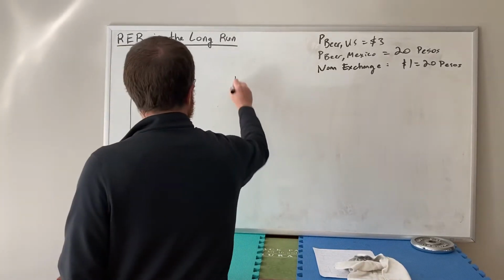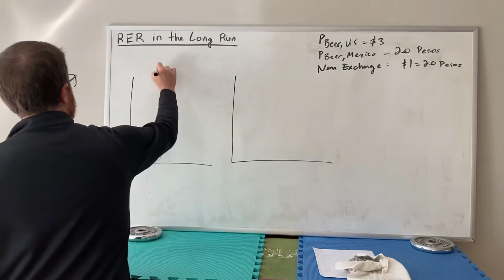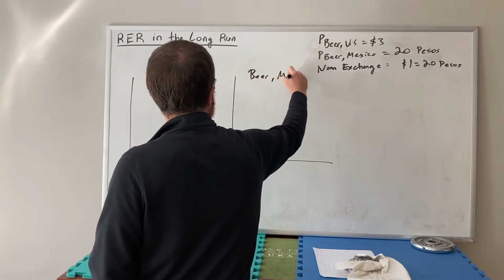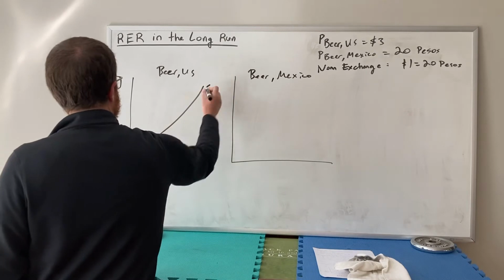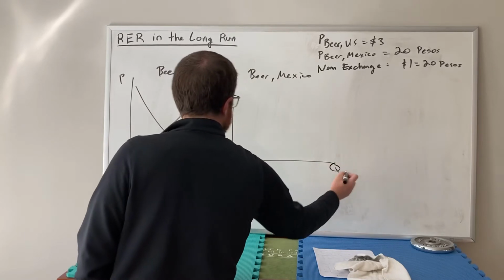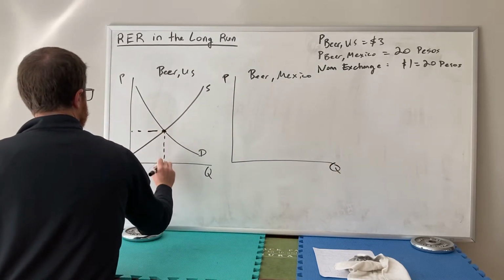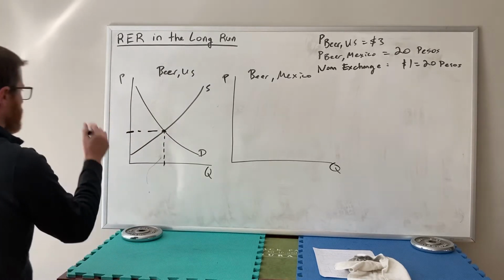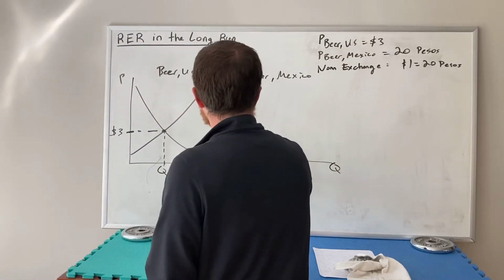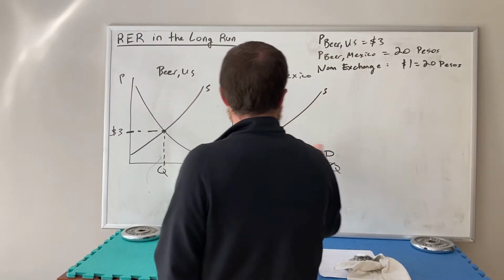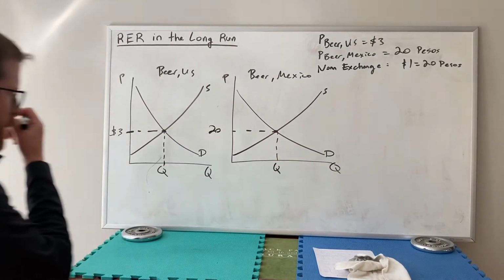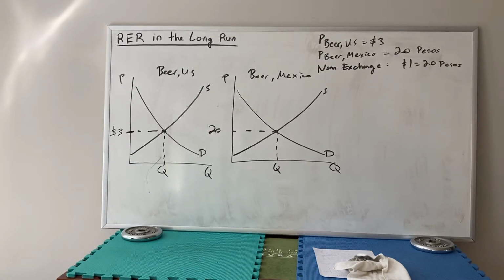And to do that, I'm going to draw the supply and demand for beer in both countries. We already know the prices in this example. So in the U.S., we know that the price of beer is $3. We don't know what the quantity is. That's okay. The quantity is going to be not relevant to us in this example. And in Mexico, of course, 20 pesos. So, let's think about the scenario here.